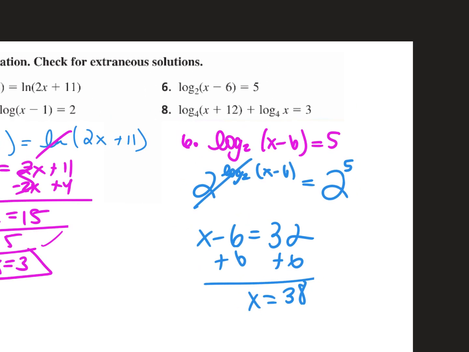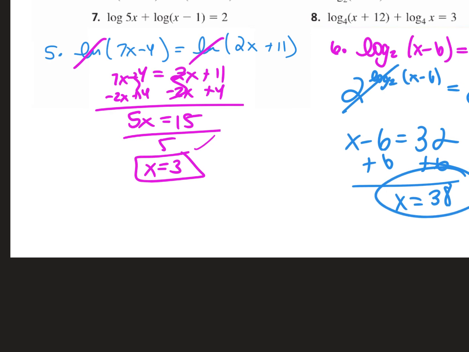Check that. 38 minus 6. Is that going to give me a negative number? No. So you're good. If you want to go through the whole process, you absolutely can. 38 minus 6 is 32. So you'd have log 2 of 32 equals 5. You could do that in your calculator, log 32 divided by log 2, or you could change it to exponential and see that 2 to the 5th power is 32.